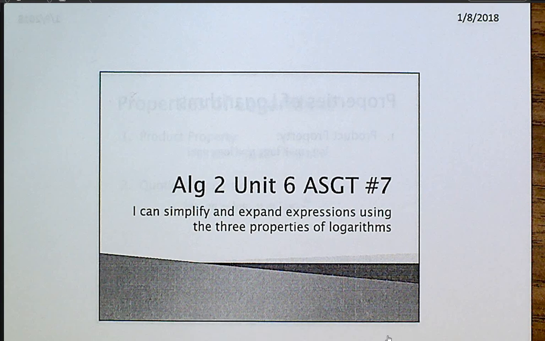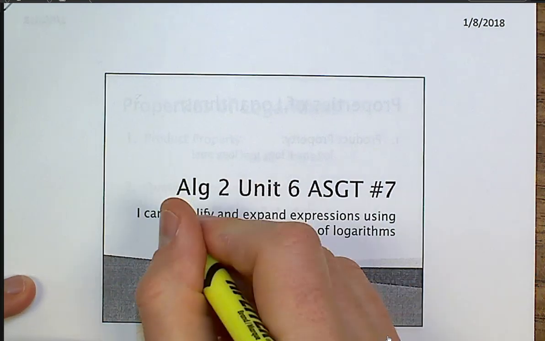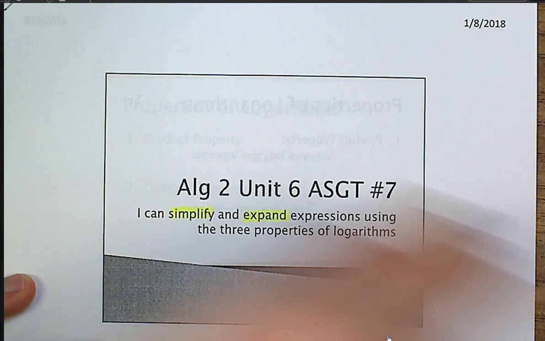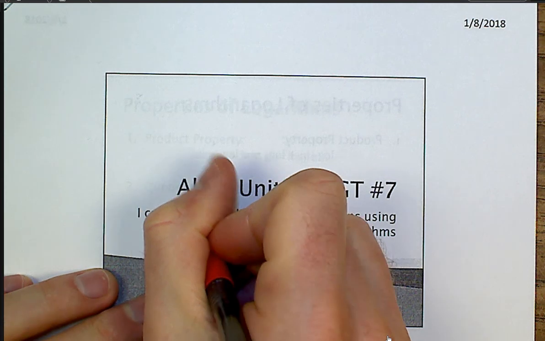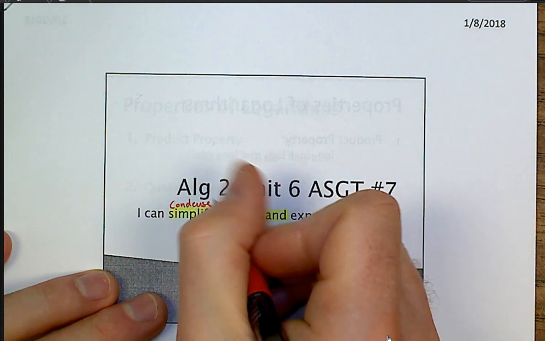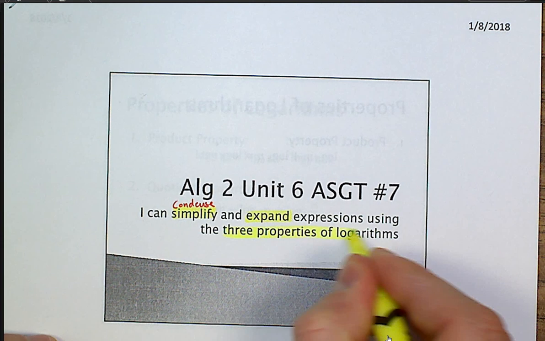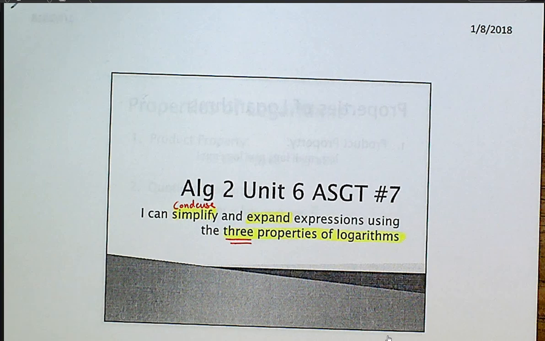We are back at it for lesson 7 in unit 6, and today we are going to be talking about really two things. And the first one is how we're going to simplify and expand. Now I'm going to change the word simplify. I'm going to also refer to this as condense or to shrink. Okay? So we're going to condense and expand expressions using three properties of logarithms. And so the three properties of the logarithms is where we're going to start today's notes.